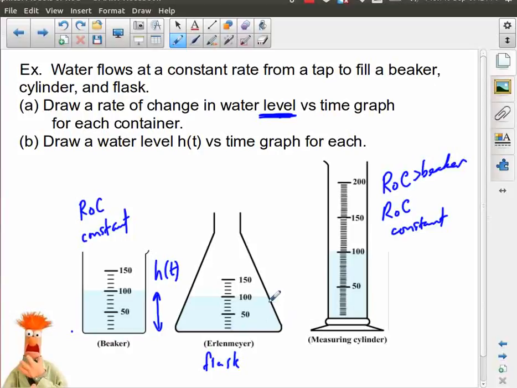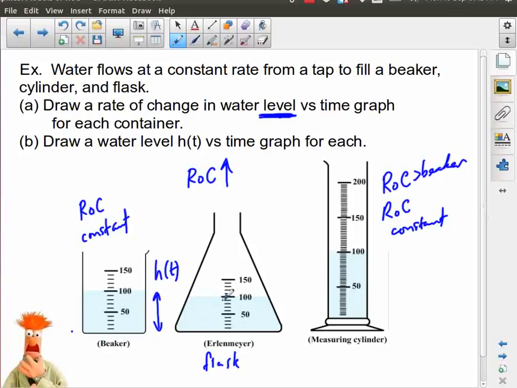What can you say about the rate of change of this one? Well, the first thing I think we can say is it's not constant, because this shape, although it is a regular shape, is not always going to be the same. The cross section is going to be changing. It's getting narrower. The narrower the shape, the faster it will fill. So the rate of change of this one is actually increasing.